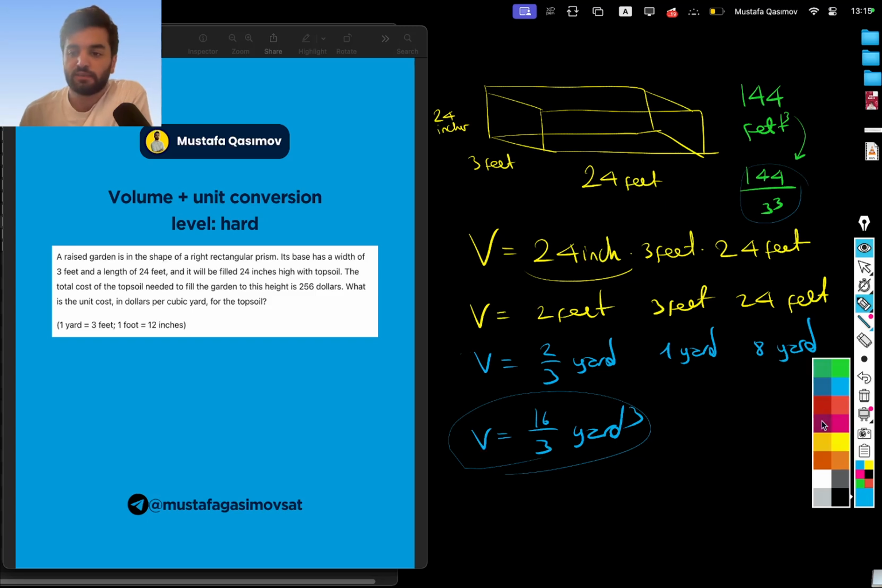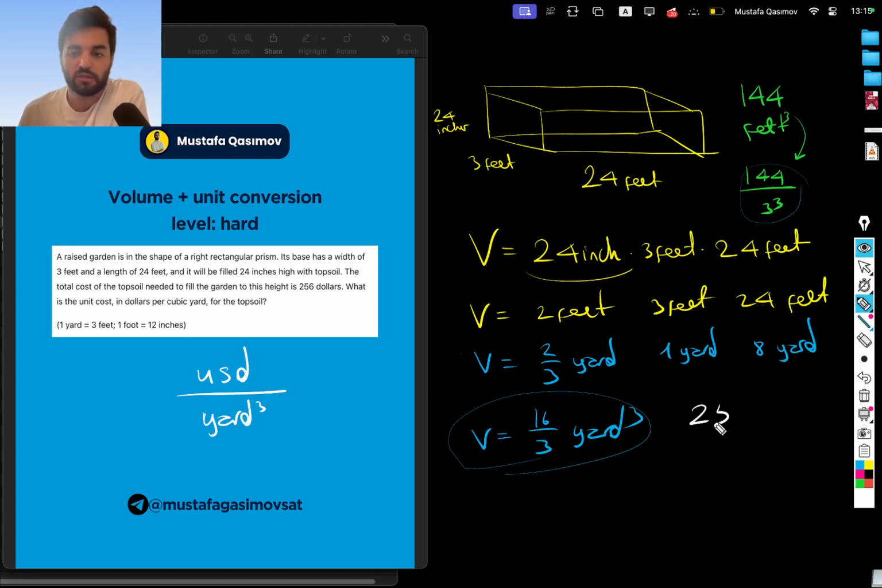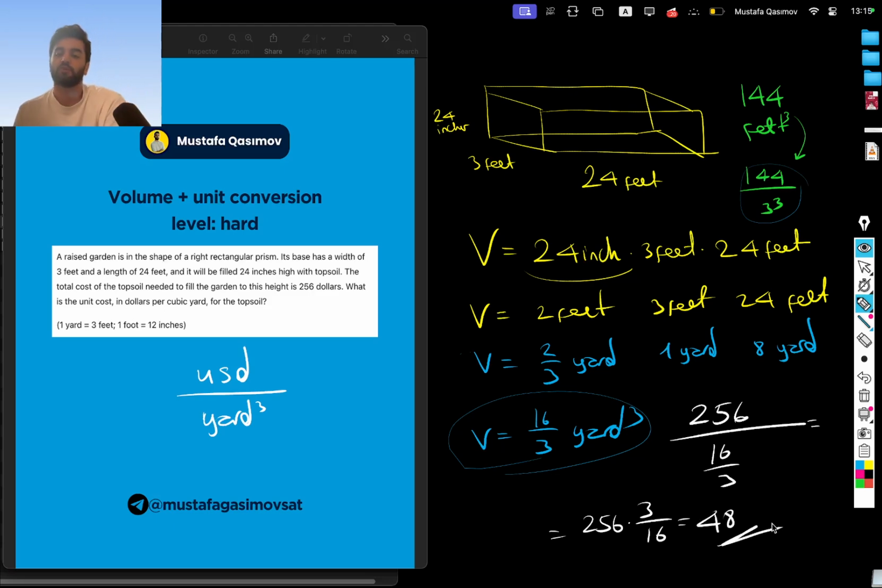After that, it says that the total cost is 256. What's the unit cost in dollars per cubic yard? If you have dollars per cubic yard like that, you have to divide dollars by cubic yards. So answer is equal to 256 over 16 over 3. Then you can write the decimals or you can calculate here. It is equal to 48. Answer is 48 for this question.